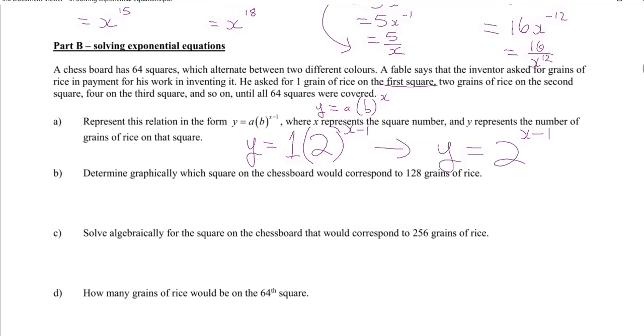Determine graphically which square on the chessboard would correspond to 128 grains of rice. So we're going to write 128 is 2 to the power of x minus 1. That's what we want to solve. To do that graphically, we can graph 2 to the x minus 1. So y1 is 2 to the x minus 1, and the value we want to get, y2, is going to be 128. And then we go into the graph and find out what the value of x is.